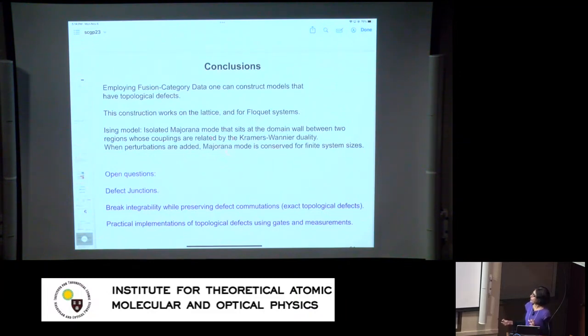The simplest example was this one, which is related to the Kramers-Wannier duality transformation. And there are many interesting things one could do here. You could have defect junctions. Just the algebra of these operators is very rich. How does that show up, how does that manifest in time evolution? And of course, there's also the interesting question of realizing the topological defects, implementing them, because I showed you that when you apply it in the space-like direction, it's not a simple unitary transformation.